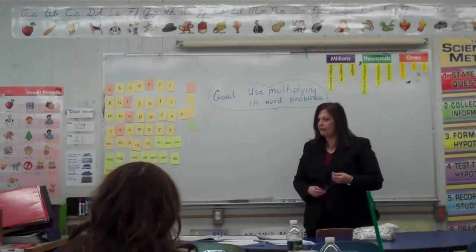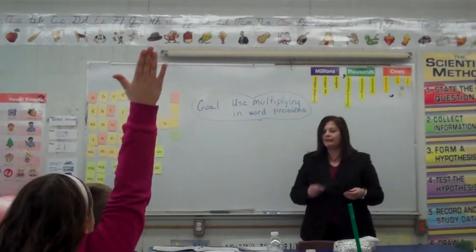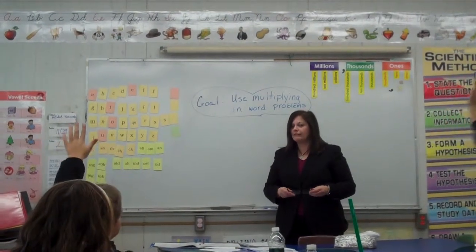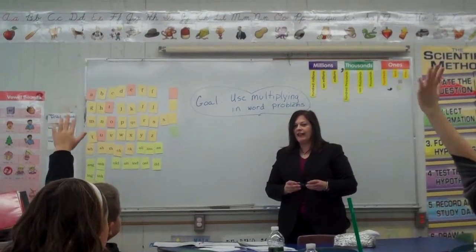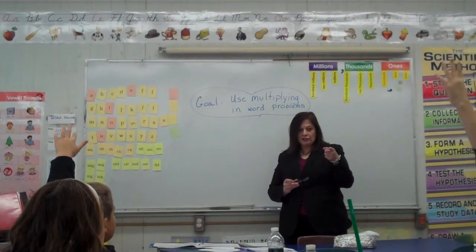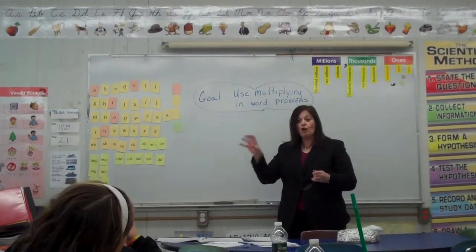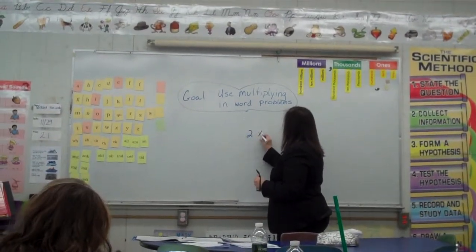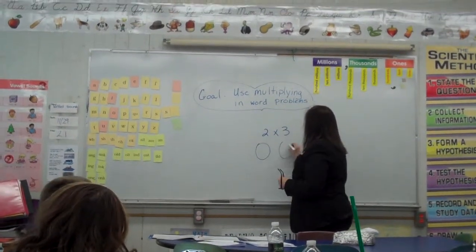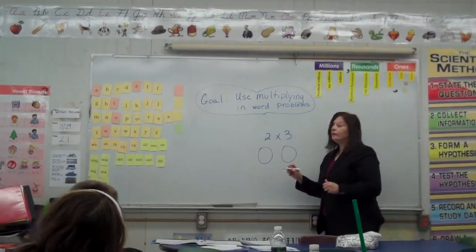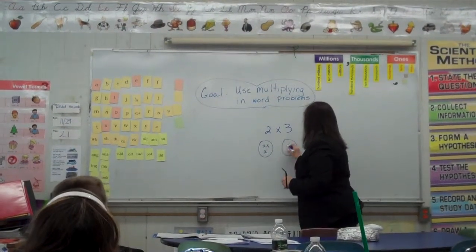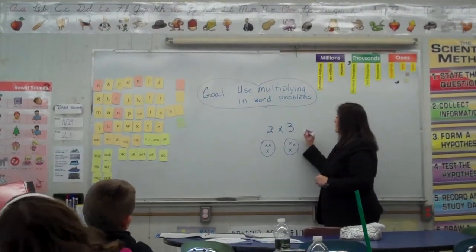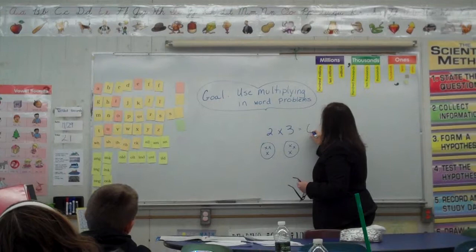Can you draw something? Yeah. What can you draw? What is that called? Starts with an A. Close. Walter? Array. An array. We can draw groups of something. If I have 2 times 3, I can have 2 groups. How many would be in each group? 3. Good. So what would 2 times 3 be? 6. 1, 2, 3, 4, 5, 6. How many you have is your product.